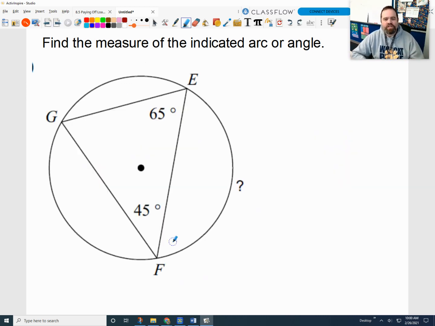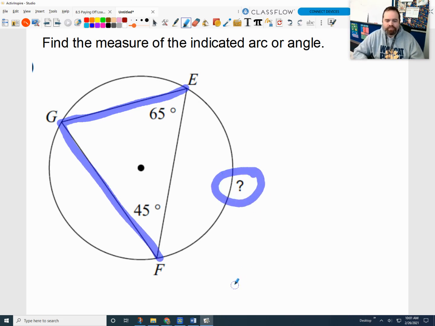There's not going to be one like that on the test, but I bet if you took your time and focused on the triangle that's inside this circle, you could probably figure it out to get this arc out here. The angles total 110 degrees, and there's 180 degrees in a triangle, so this angle has to be 70, which means this arc out here is 140.